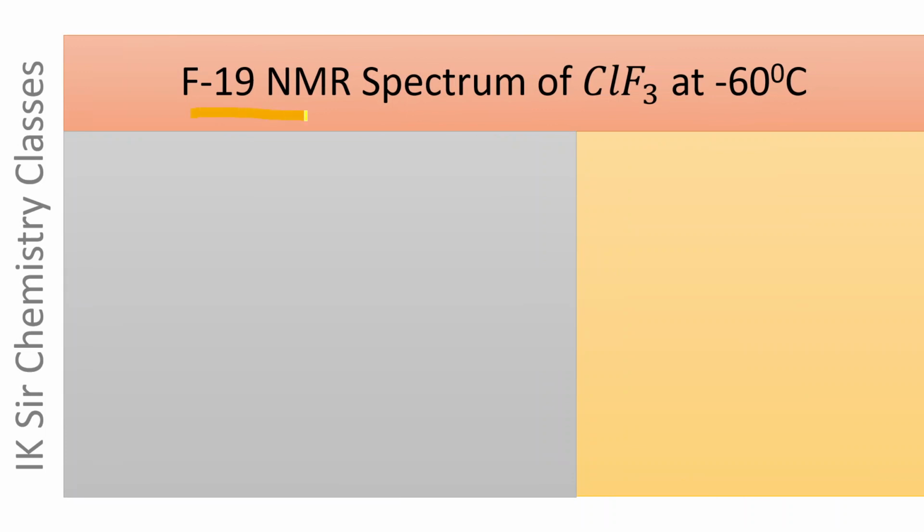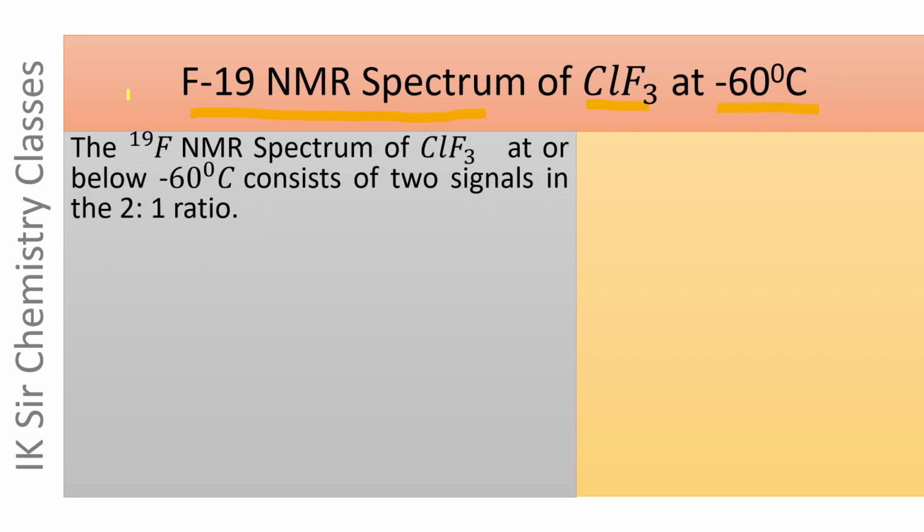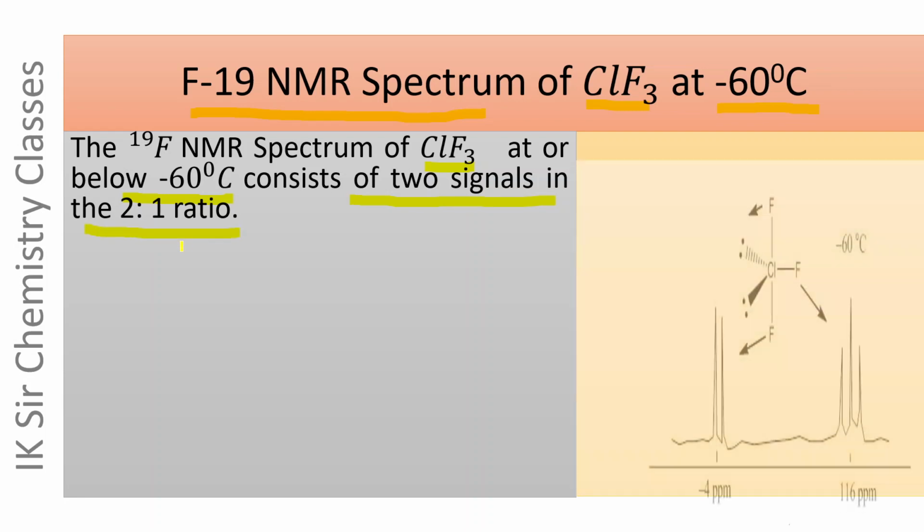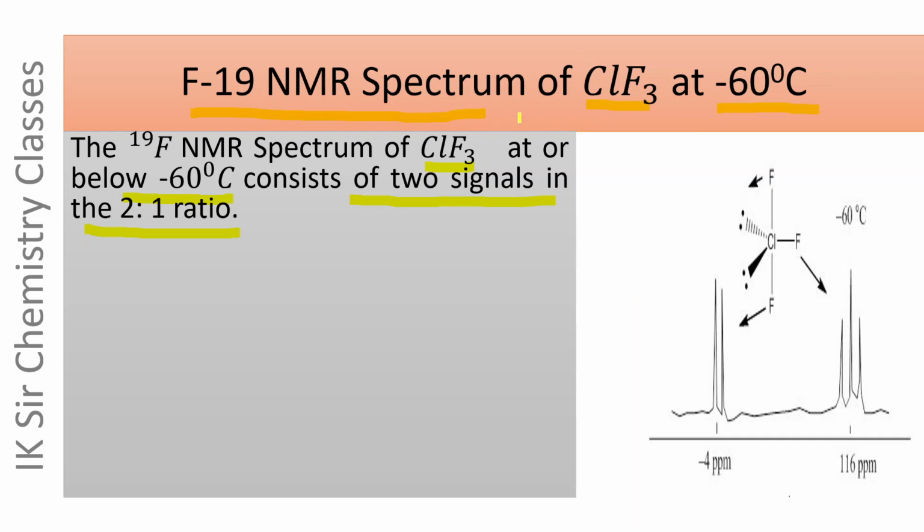F-19 NMR spectrum of ClF3 at minus 60 degrees centigrade. The F-19 NMR spectrum of ClF3 at or below minus 60 degrees centigrade consists of two signals in the ratio 2:1. This is the F-19 NMR spectrum of ClF3. It consists of two signals. One signal is here and another signal is here, and the areas below these signals are in the ratio 2:1.